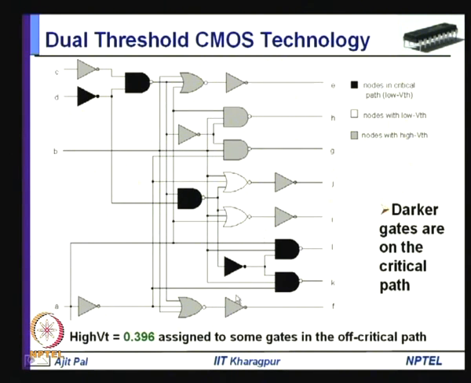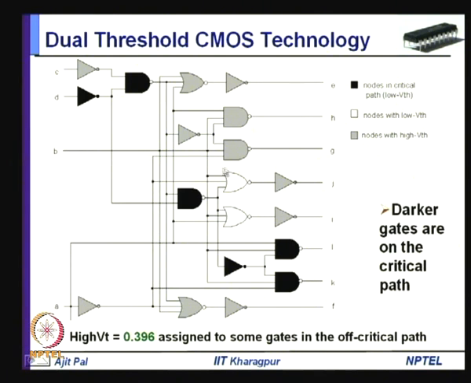Now, let us consider another situation where you have increased the high threshold voltage to 0.396. That means the threshold voltage is substantially higher than the low VTH, which is 0.2 volt. But what is the consequence? The consequence is that some gates which are not dark, these lightly shaded gates, you can assign high VTH, but you can see these two gates you cannot assign high VTH.